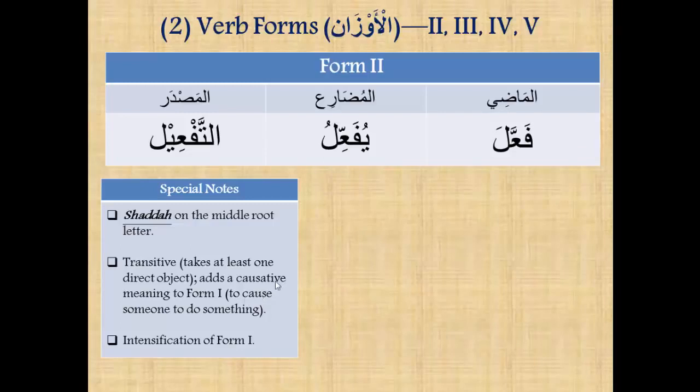So those are examples of form two verbs adding a causative meaning to form one, making someone or something do the action of form one. In some cases, form two can also be an intensification of form one. For example, قَتَلَ يَقْتُل means to kill, to murder in form one. Form two, قَتَّلَ يُقَتِّلُ التَّقْتِيل is an intensification of that, and that means to massacre.